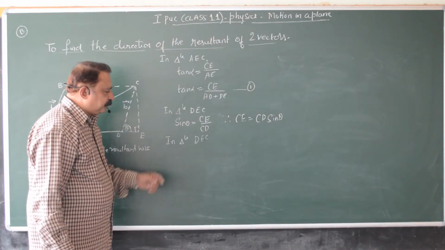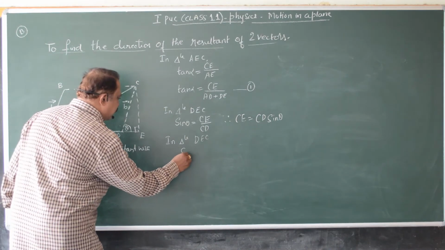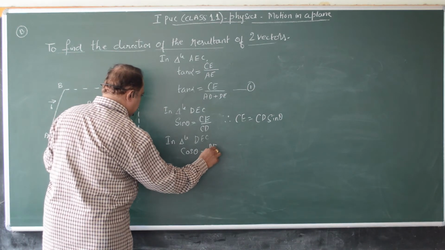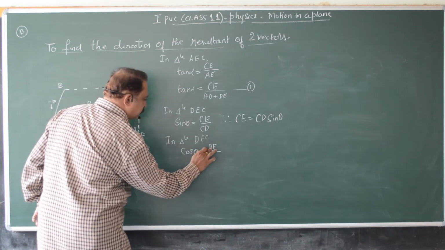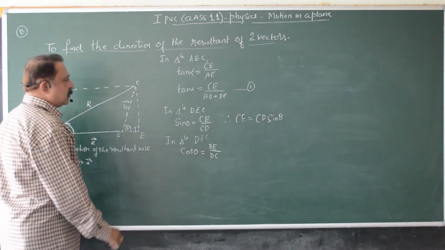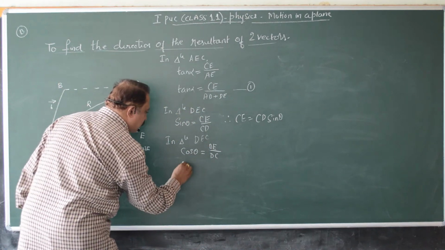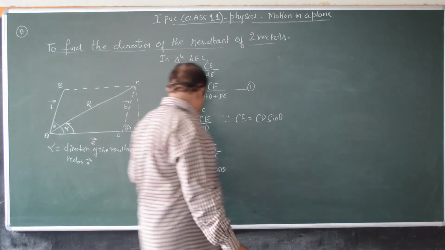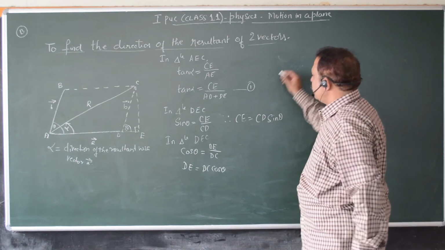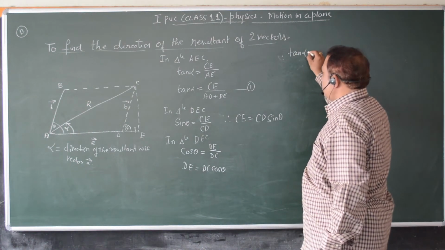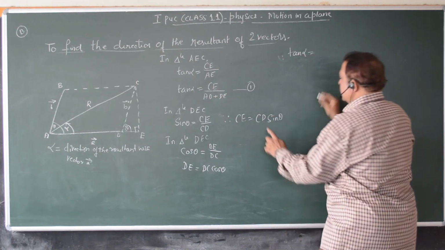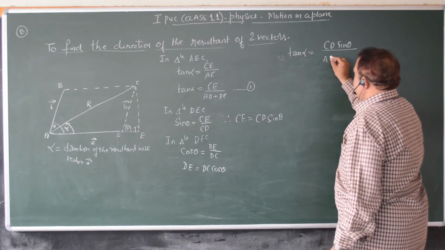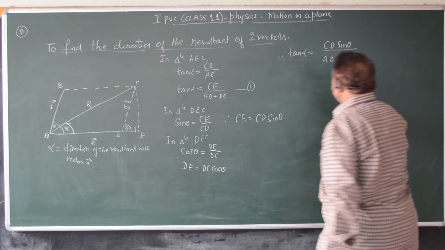Now in the same triangle DEC, let me take the value of cos theta. Cos theta is DE divided by DC. And here I have DE, so DE equals DC cos theta. Now let me substitute these values in equation 1. Therefore, tan alpha equals CE, which is CD sin theta, divided by AD plus DE, and DE is DC cos theta.